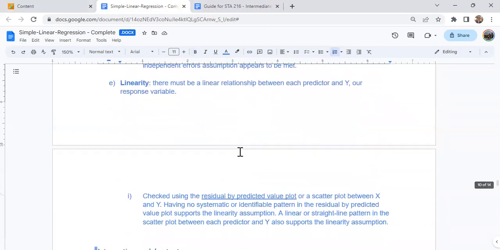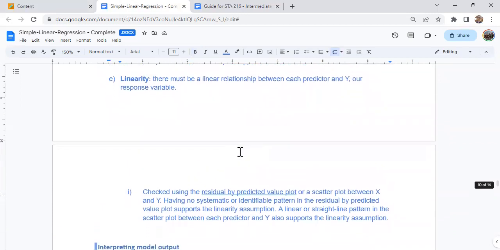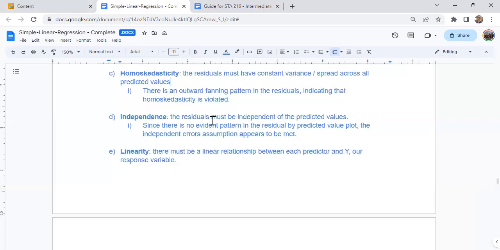Surprisingly enough, because all the other ones were violated. Okay, and then lastly, any questions on checking that independent errors assumption? I think that's the trickiest one.